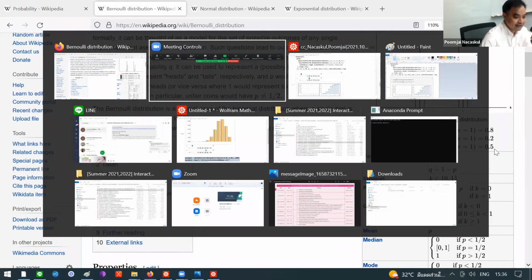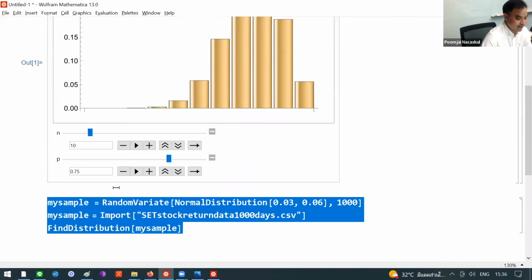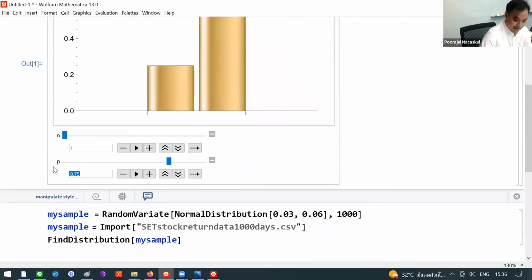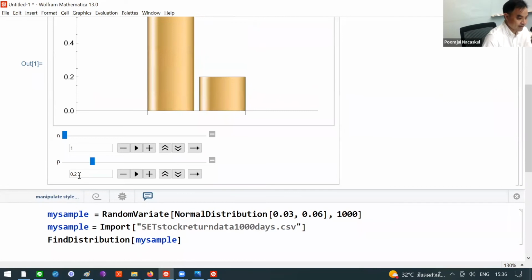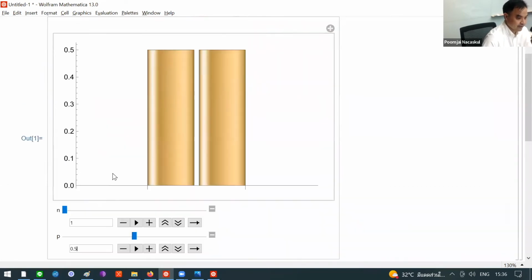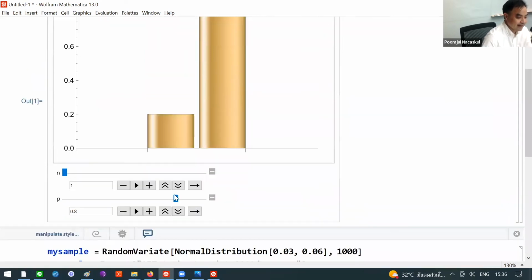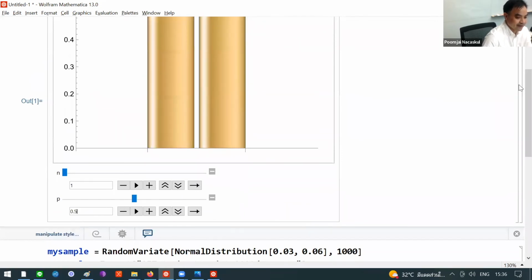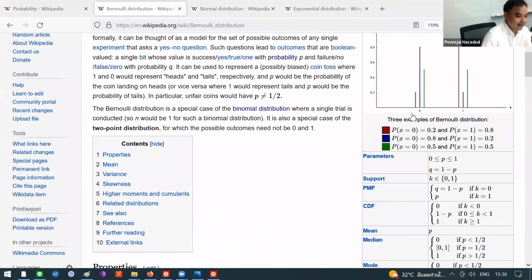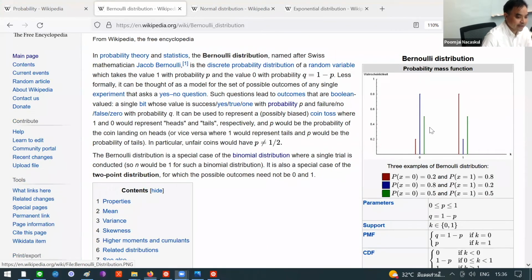Now, if you did this interactively, you would just come back to here. N is equal to 1, and just say 0.2. Okay, that's one picture. 0.5. That's another picture. And then 0.8. So basically, instead of this being static, I can do this interactively. Whereas because Wikipedia is a static page, you only get 3 cases. Fine. That's not the point.